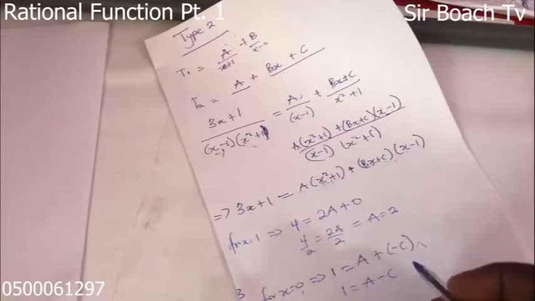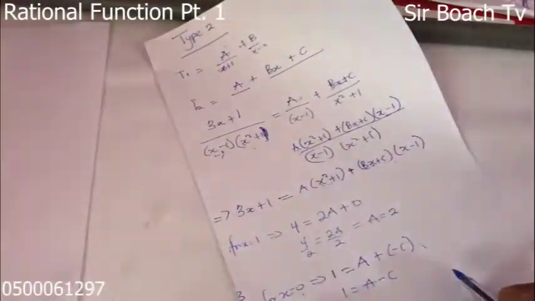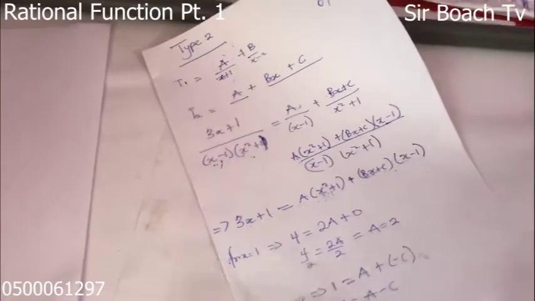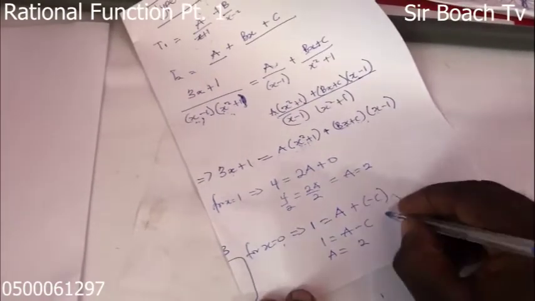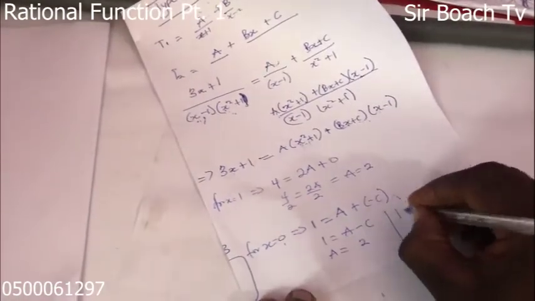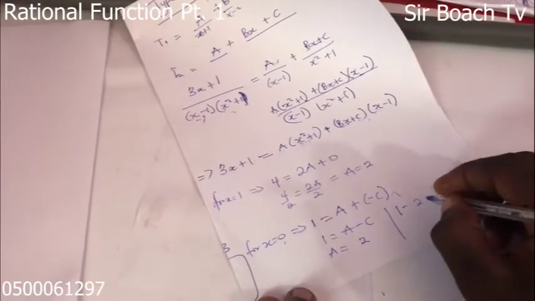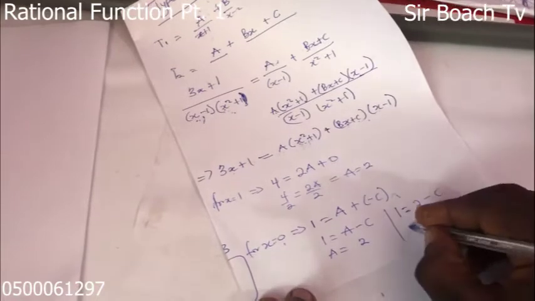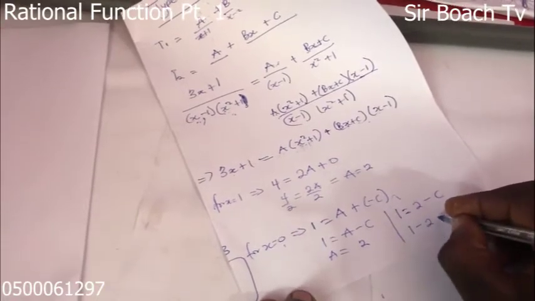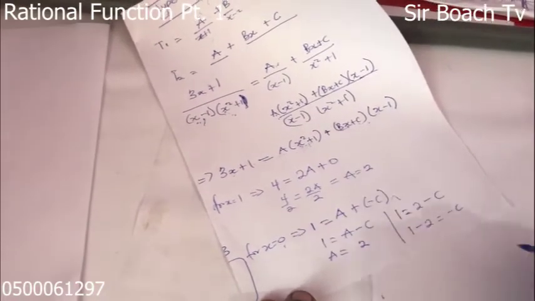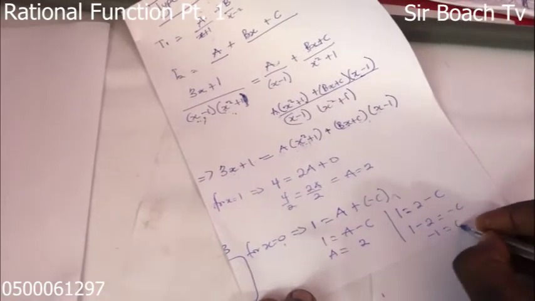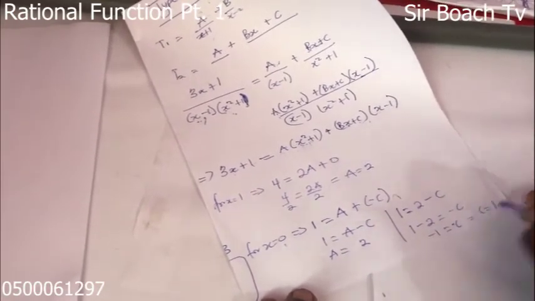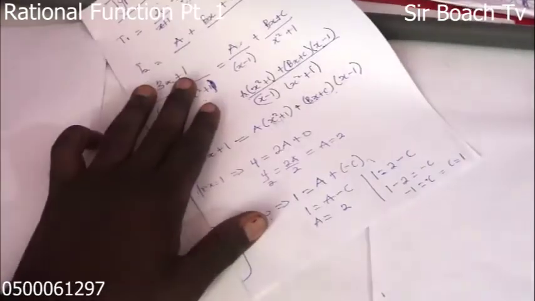So now getting this, I know that this can also be written as 1 equals a minus c. But we solved a already here. And a is equal to what? 2. Okay, a is equal to 2. So therefore, we're going to get 1 equals 2 minus c. So we're going to get 1 minus 2 equal to minus c. Then I'm going to get minus 1 equal to minus c. That is c is equal to what? 1. Very good. We're going to get c is equal to 1.